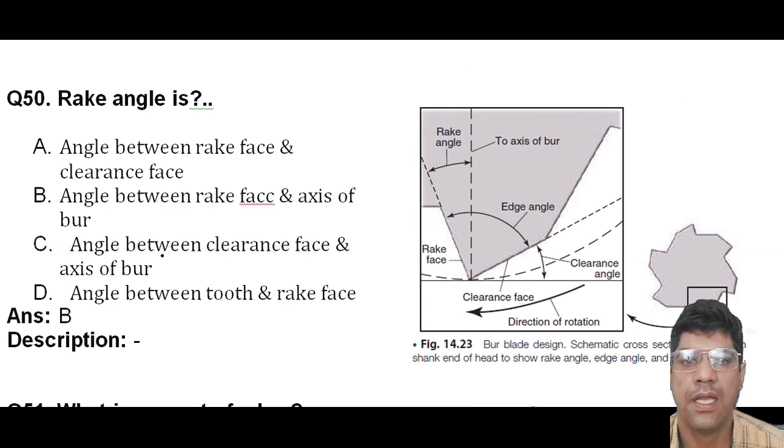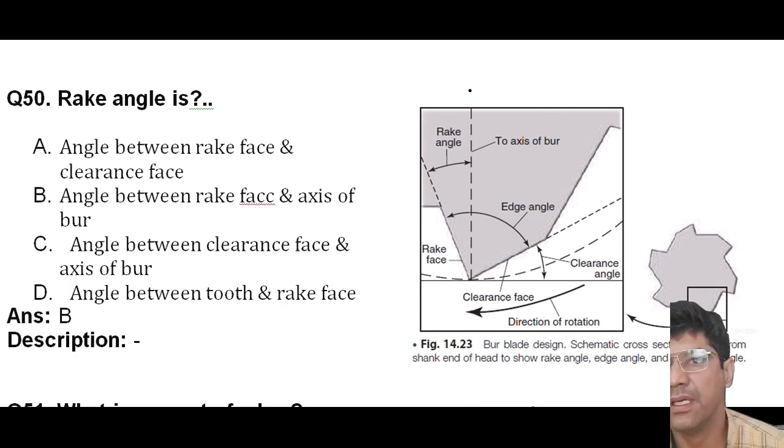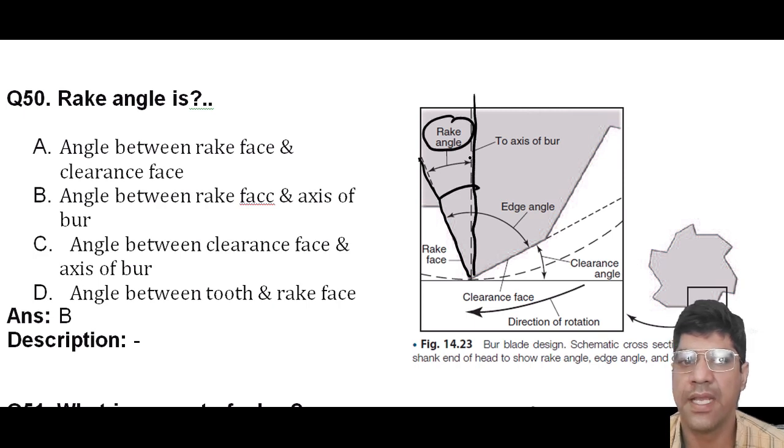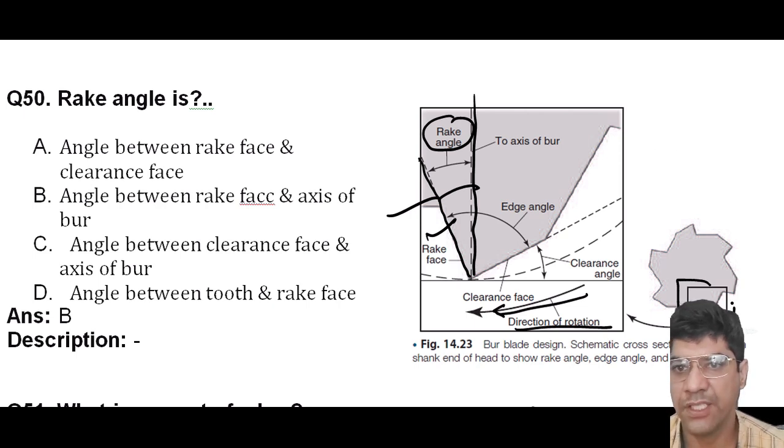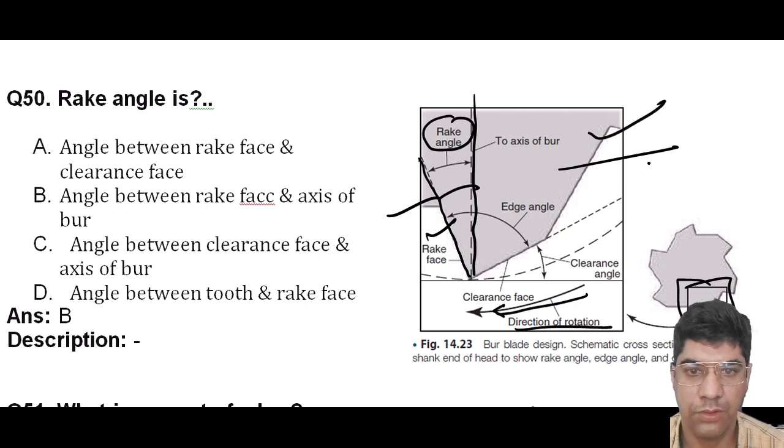Next question: the rake angle is defined as the angle between the rake face, so this one is the rake face, and the axis of the burr. So this angle is known as the rake angle. What do you mean by rake face? The surface of the cutting edge is known as the rake face. Suppose the burr is moving in this direction. On cross section, you would see this.